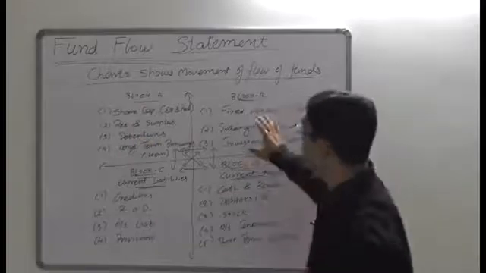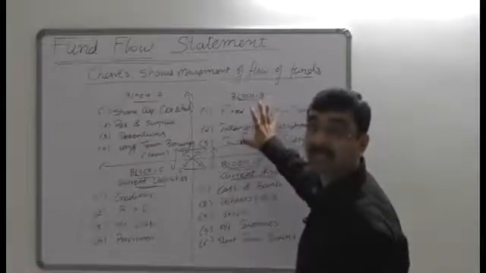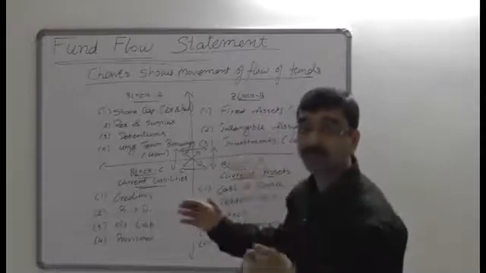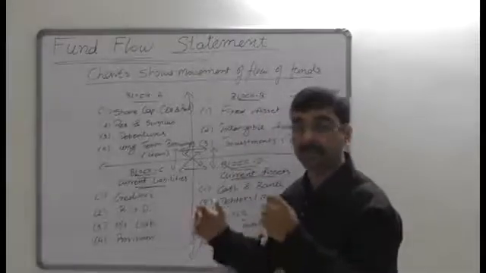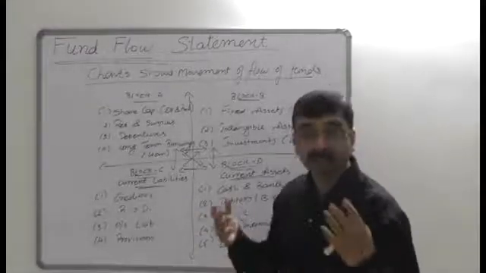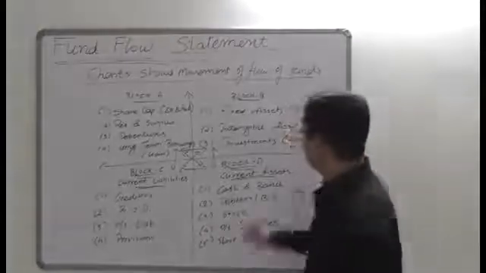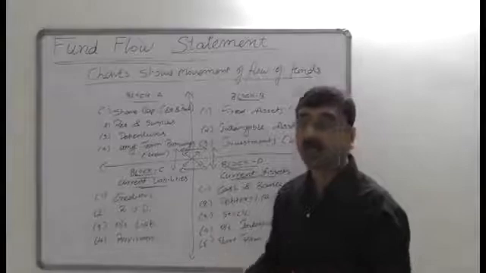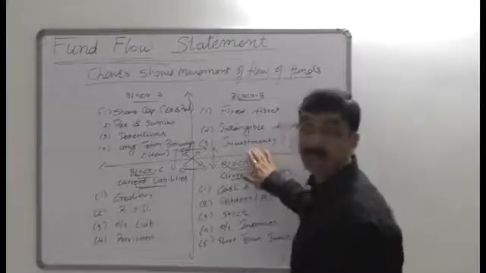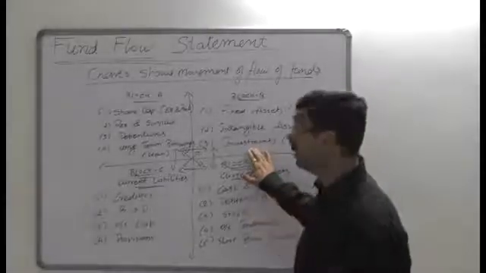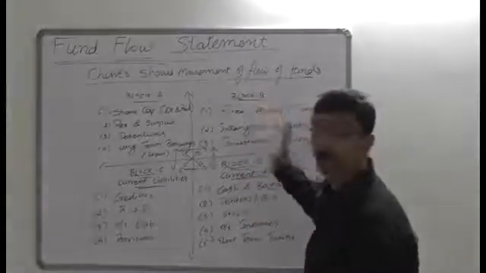Now see Block B. Block B carries fixed assets and investments. There are 2 types of fixed assets. One is tangible assets and the other is intangible assets. Tangible assets are like plant, machinery, land, building and others. Intangible assets carry goodwill, patent, copyright, trademark and other things. And investments which are made for a long-term period are also considered under this block.